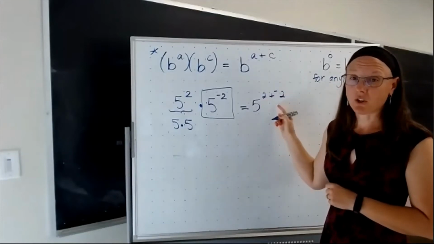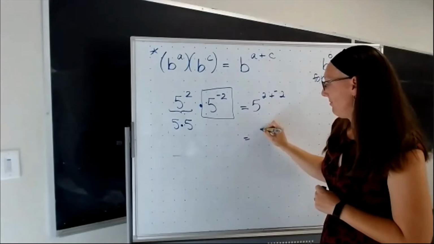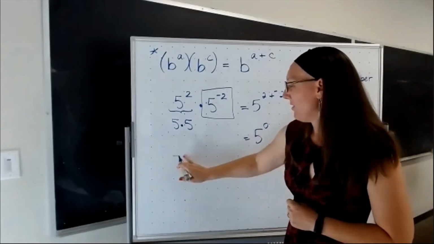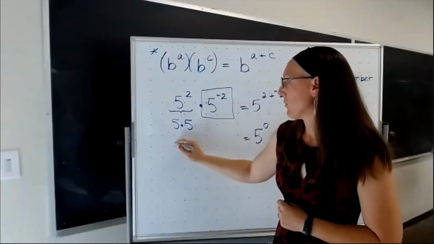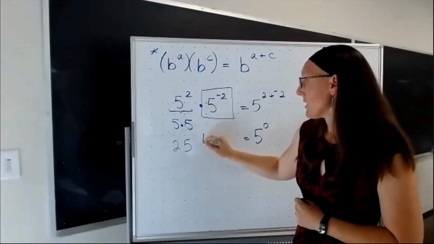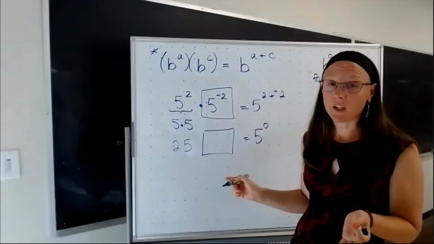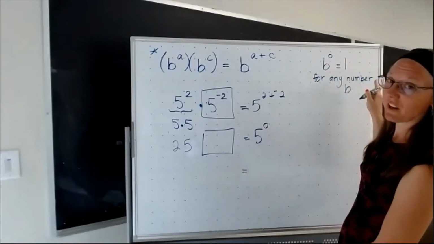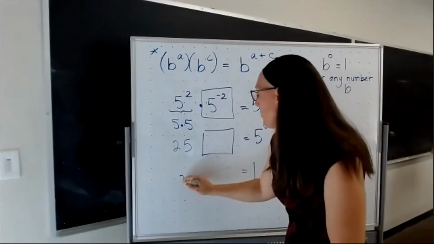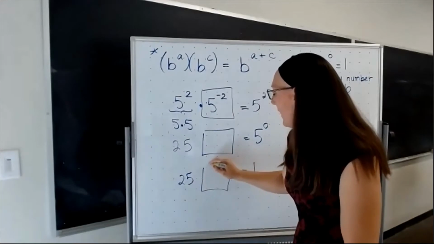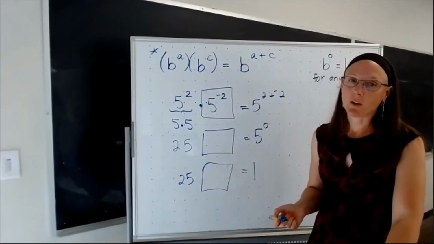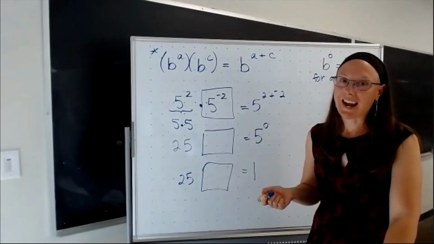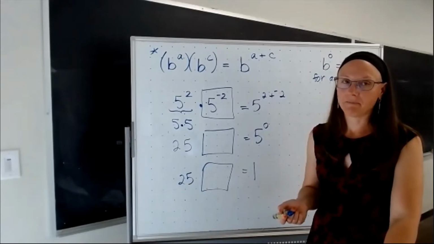Well, 2 plus negative 2 is 5 to the 0. So right now, I'm looking at 5 times 5, which is 25, times this mystery number that we don't know what it is yet. And 5 to the 0, we just figured out is equal to 1, which means there's actually really only one choice for what goes in that box. It has to be 1 over 25.